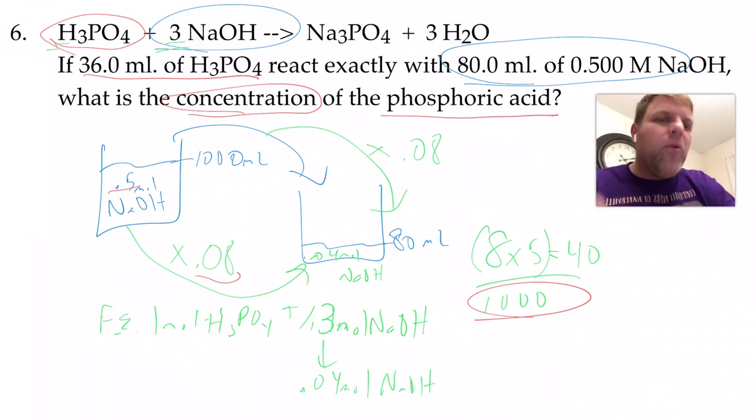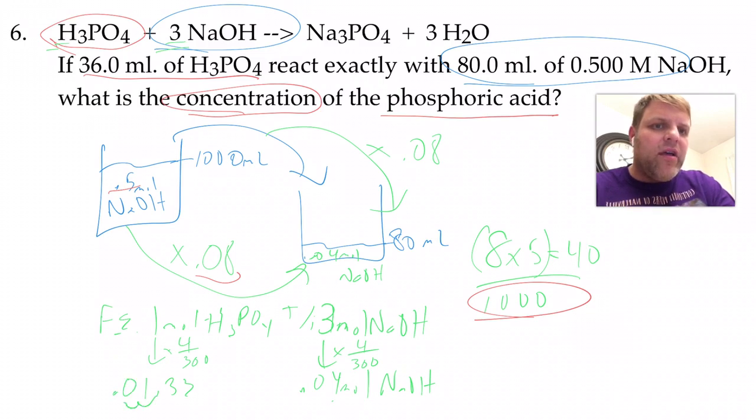So to get from 3 to 4, I'd have to multiply by 4 over 300. And so that's here, 4 over 300, because I got to lose those 2 places. So 4/3 would be 1.33, but I got to lose 2 places, so the answer here is 0.0133 moles of H3PO4. Okay, but here's the problem.